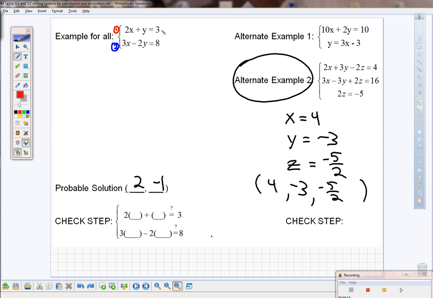I'm going to use red. Solve equation 1 for y. Subtract 2x on each side to get y set equal to negative 2x plus 3. Once we get that, we can substitute the quantity negative 2x plus 3 in for the y there. So when we rewrite what's sometimes called a master equation, equation 2, 3x minus 2, and then we just plug that quantity in, negative 2x plus 3.